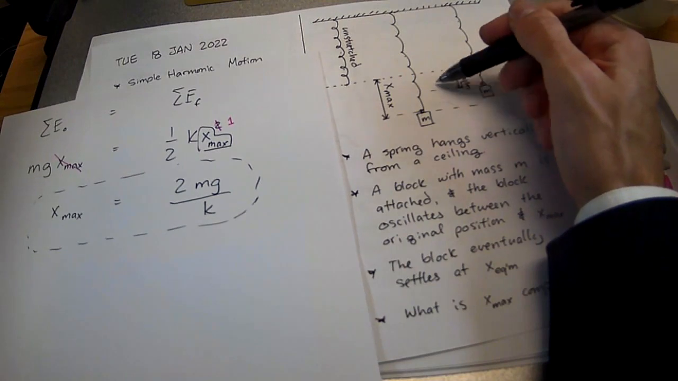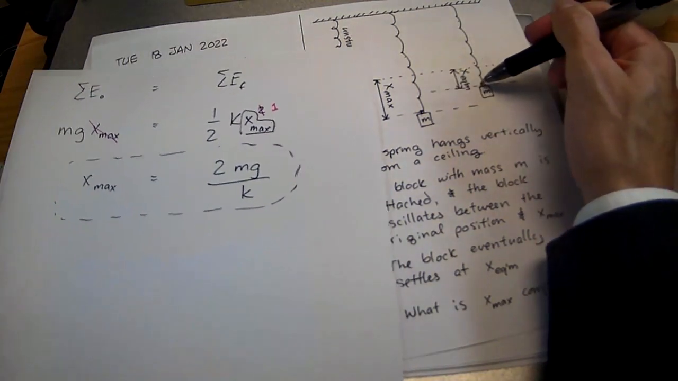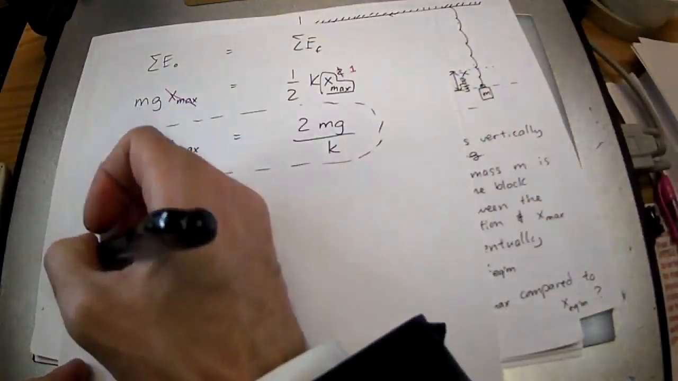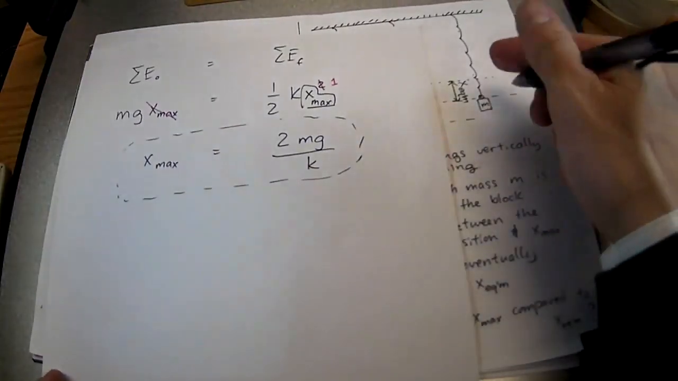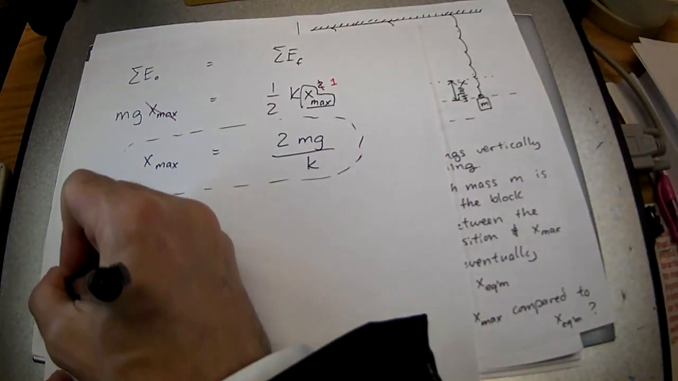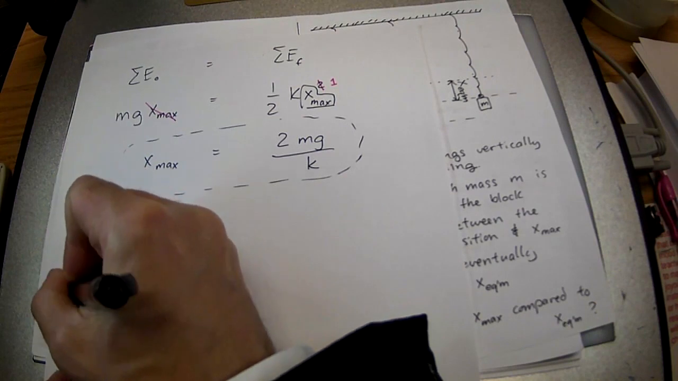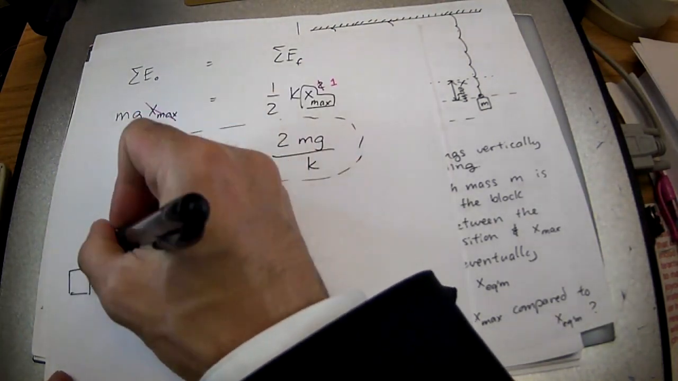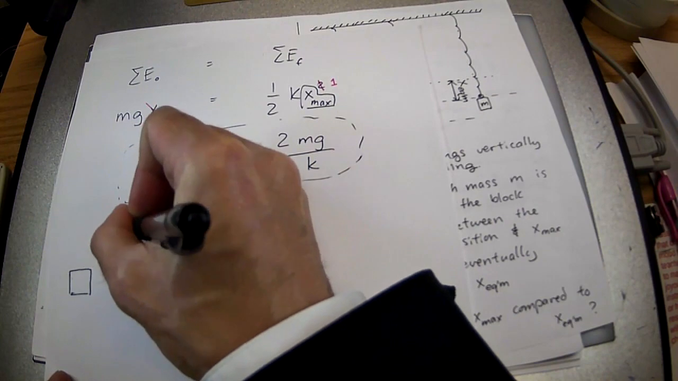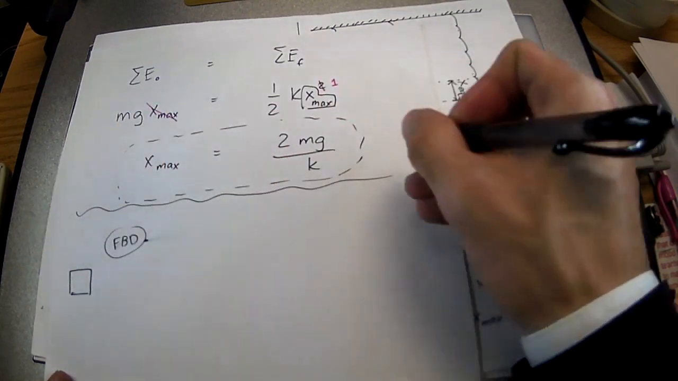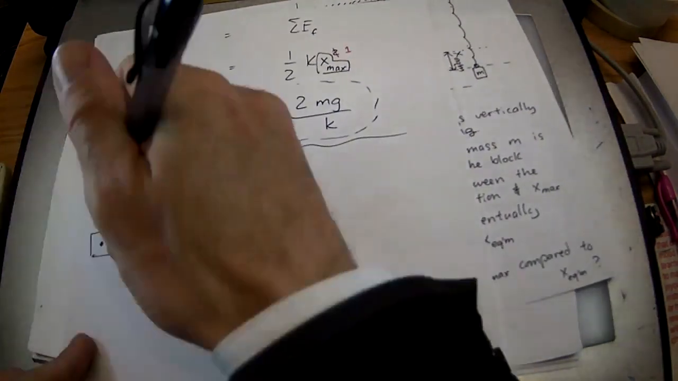But eventually, with frictional losses, it'll settle to some point. Well, what is that point that it settles at? Now we're going to use a different framework. We're going to use forces. We're going to set up a free body diagram. So here's your free body diagram, FBD, free body diagram.